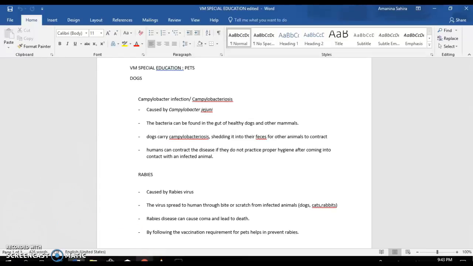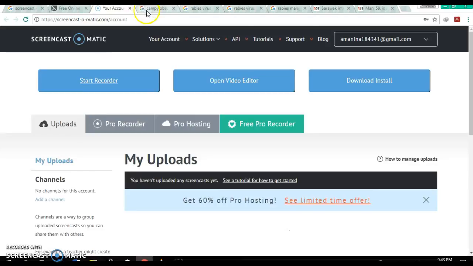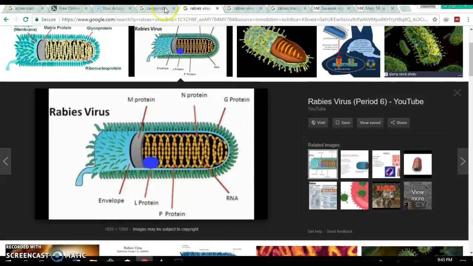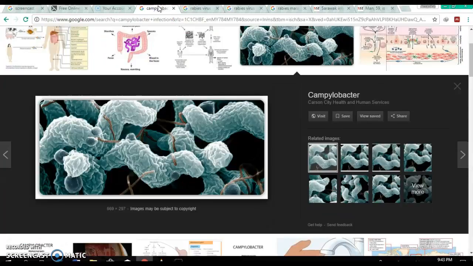This is Campylobacter jejuni in 3D pictures under microscopes. And yes, this infection rarely occurs as compared to rabies infection.